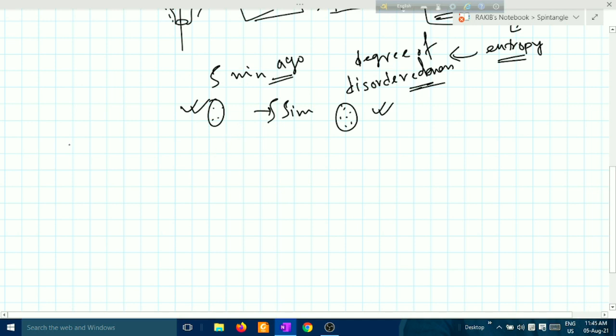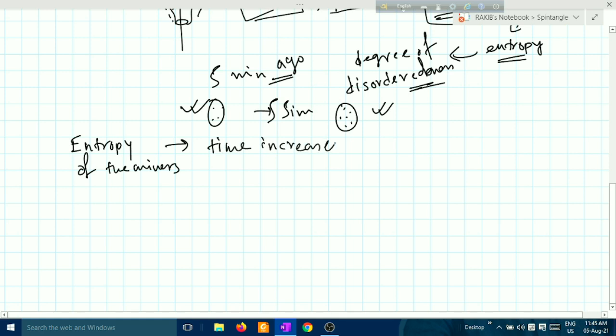In some books, you can see that the entropy of the universe increases if the time increases. This is the basic concept of entropy, and that's why it is related to the arrow of time, one of the newer concepts of physics. It is an unsolved mystery of physics, that the arrow of time is indicated by the entropy of the system.